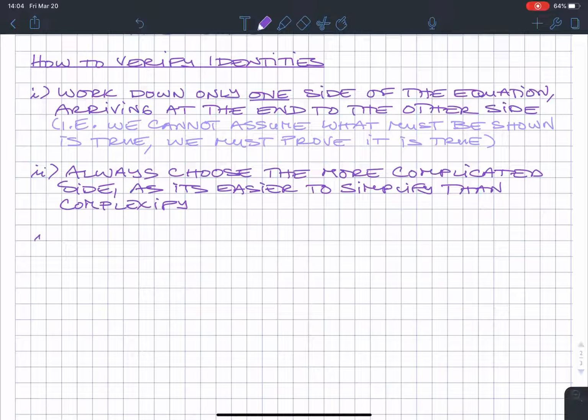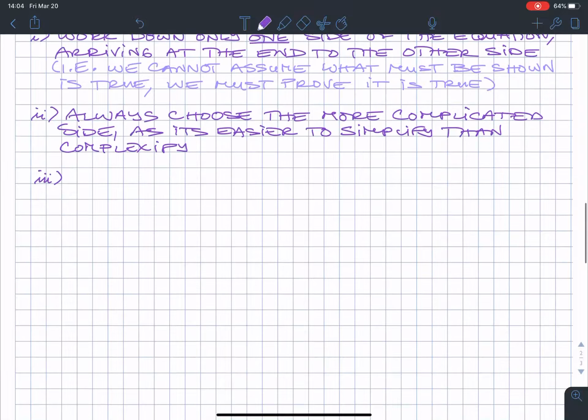Number 3, use known identities to simplify.